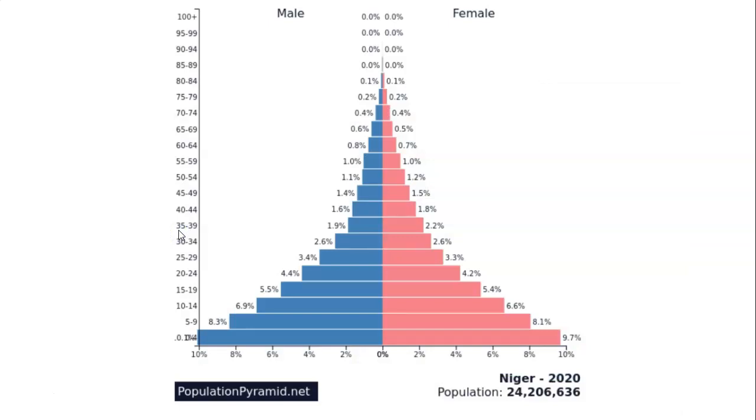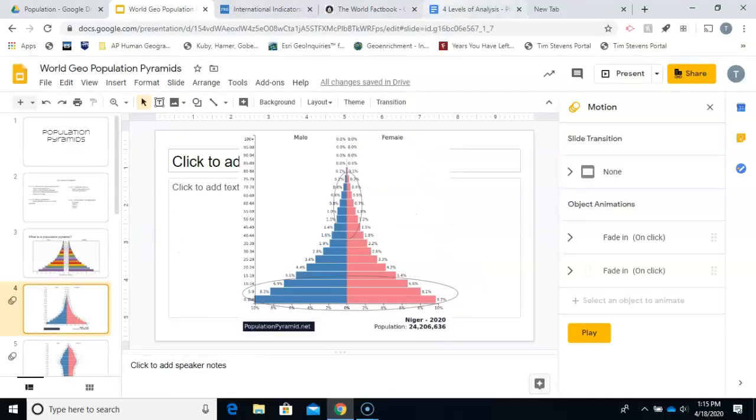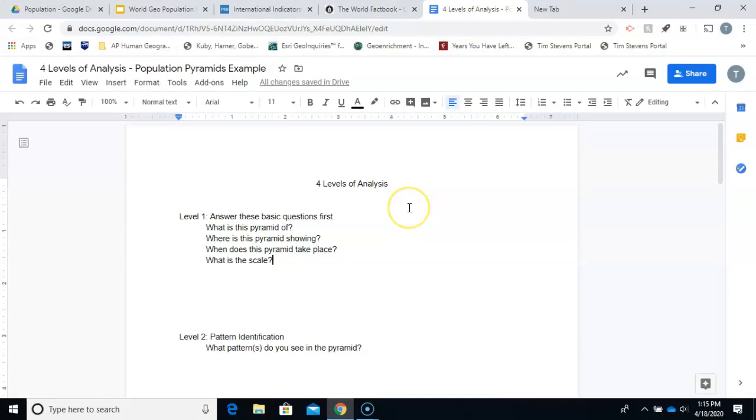So here we have a basic population pyramid showing the country of Niger in the year 2020. Niger has a population of just over 24 million people. And when we're looking at the 4 levels of analysis, the first thing we always look at is the basic information. What is this pyramid of? What is the pyramid showing? When does this pyramid take place? And what is the scale?